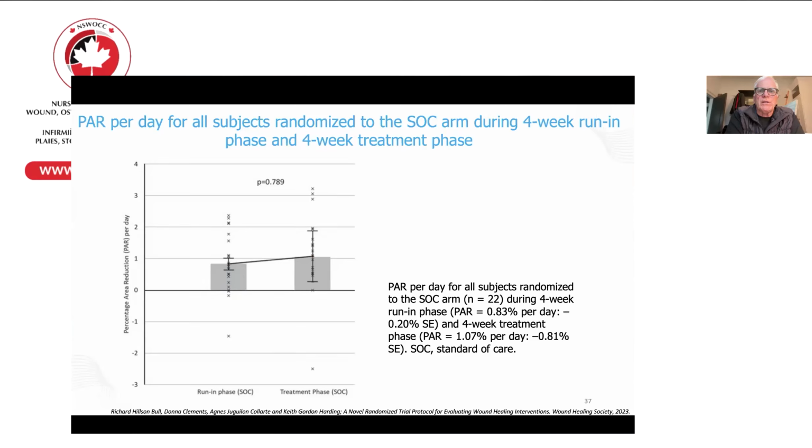So when they looked at what happened during that run-in phase, this is really showing you the patients who just had the standard of care compression. So you look at their healing rate. The bar graph on the left is the run-in phase, and on the right you'll see the treatment phase. There's no significant change in the rate of healing. This is based on the percentage area reduction per day. So it essentially continued at the same rate when you had standard of care compression.